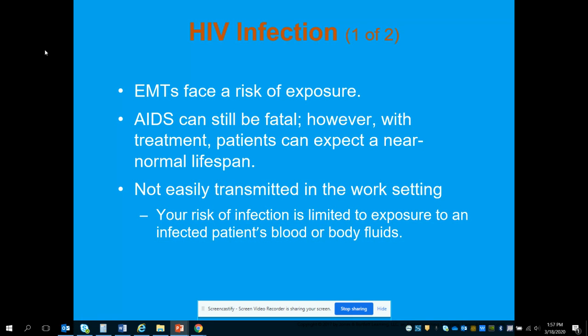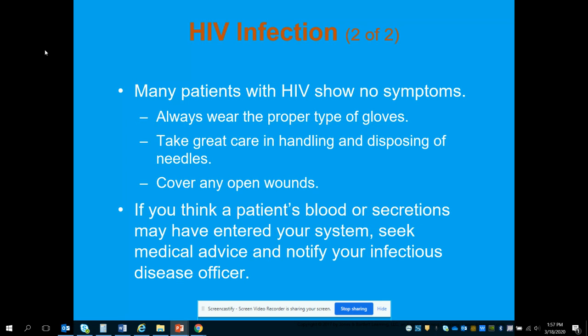Something like HIV is not easily transmitted in the work setting, so your risk of infection is limited to exposure to an infected patient's blood or body fluids, and you would need to have an open wound or something like that for that blood or bodily fluid to be absorbed into, for it to actually mix. And so that's why it's such a low risk for you to come into contact with. A lot of patients will show no symptoms, especially if they've just recently been diagnosed. We want to make sure we're wearing proper gloves to protect them and also protect ourselves. Take great care in handling and disposing of any needles that are utilized.